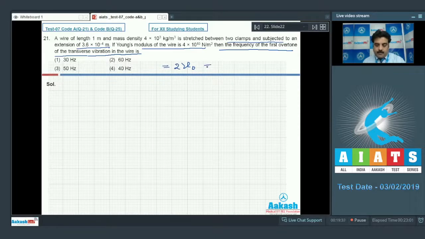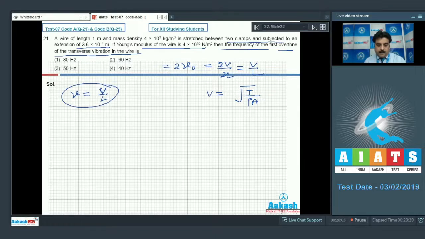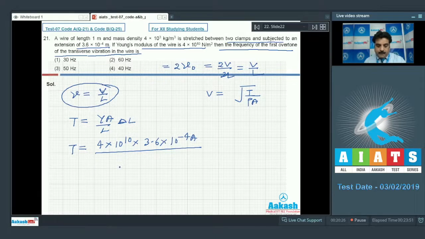Nu naught is the frequency. So 2V upon 2L, I can write V by L. V is the speed and nu naught is the frequency. And the speed you can calculate as the square root of T by rho into A. Rho is the density, A is the area. So nu is equal to V upon L, I can write this. Now, for tension T, I can write Young modulus Y into A upon L into delta L according to the problem. So I can calculate T as 4 into 10 to the power 10, 3.6 into 10 to the power minus 4 into A, divided by 1.